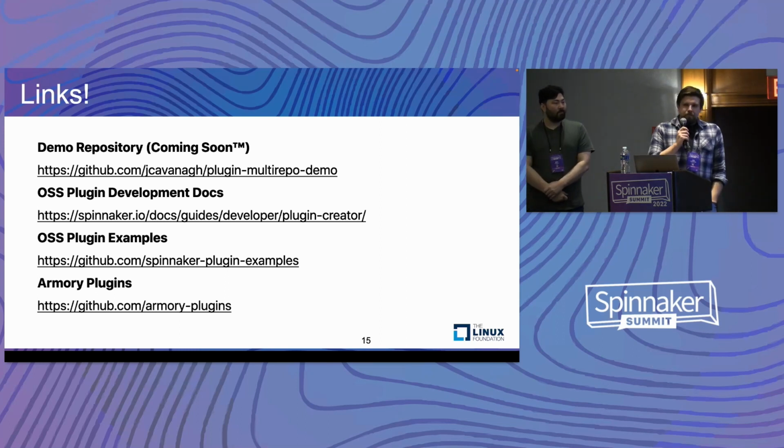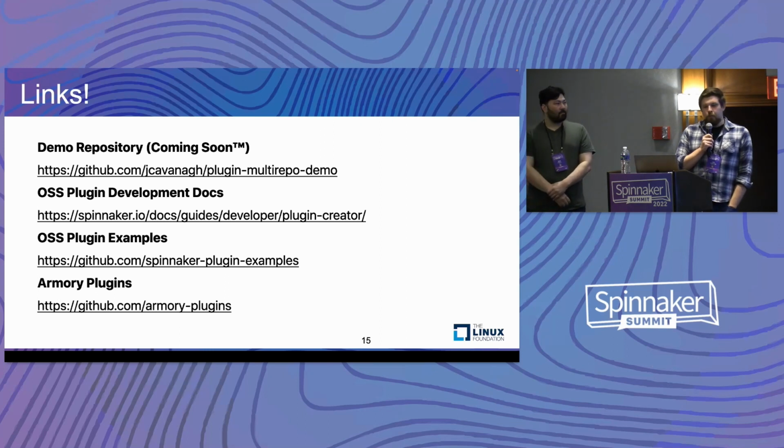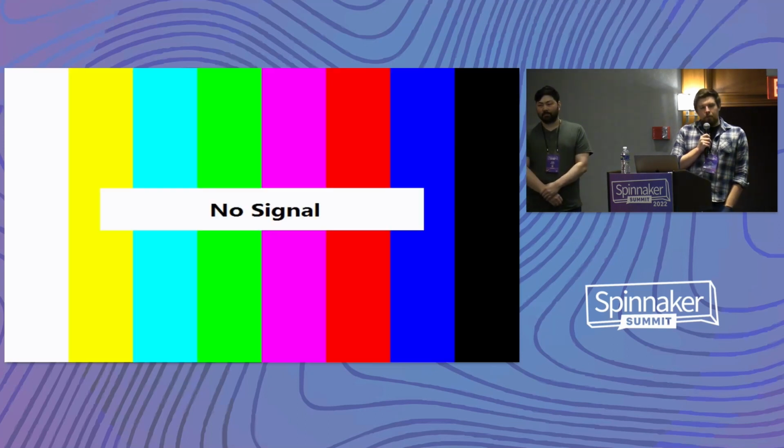Yep. So, boot up a Control-F for Spinnaker extension point in the repo, and that'll give you the list of what currently exists. And like I said, the more extension points that there could be, the more powerful the plugin system is going to be.